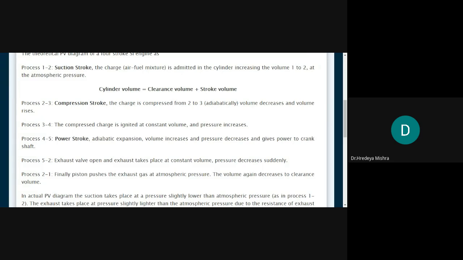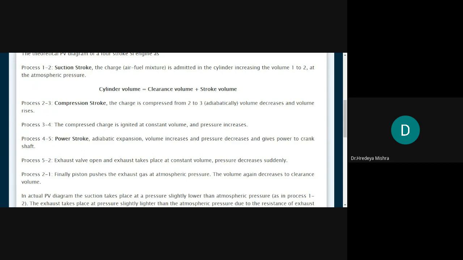And now what happened? The air fuel mixture is compressed, then an ignition is needed. So how will we ignite? By the spark, because this is the SI engine, spark ignition engine. Now 4 to 5 is the power stroke where we get the power.